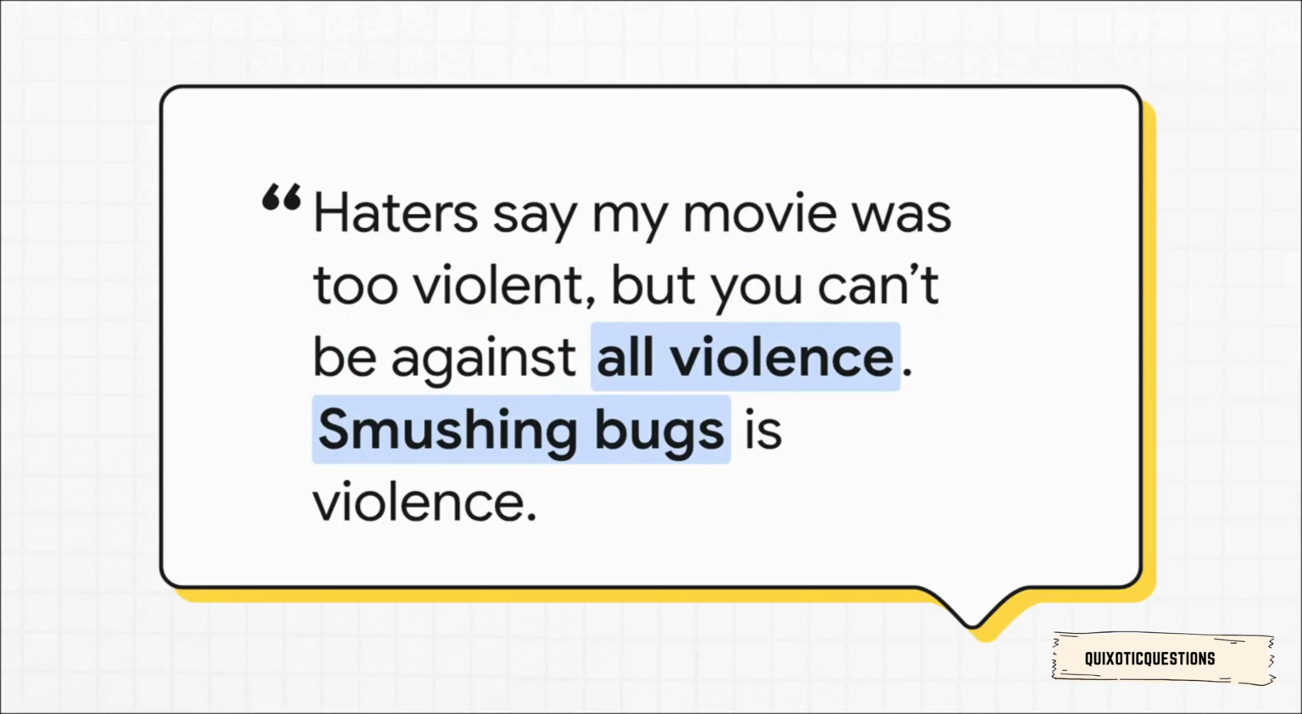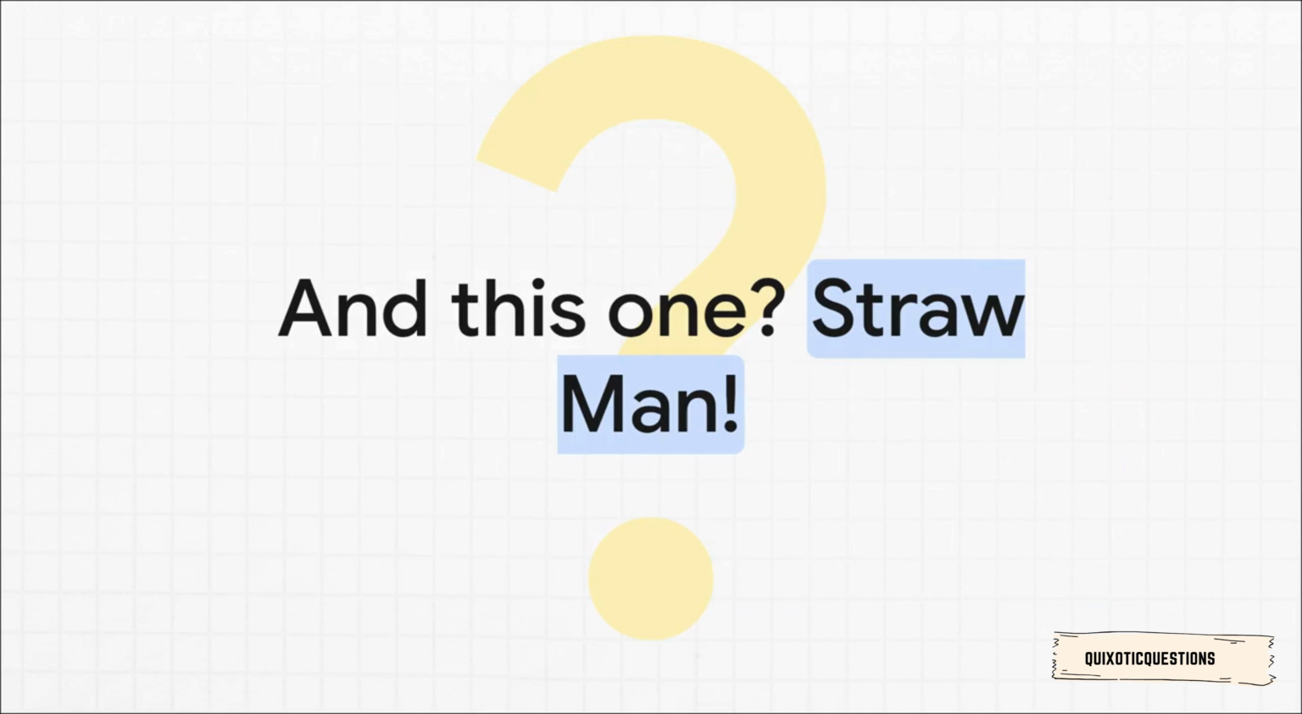Okay, round 2. Action star Buck Cheatham is defending his new movie. He says, "Haters say that my last movie was too violent. But you can't be against all violence. Smushing bugs is violence." All right, what's he doing here? What's the fallacy? Yes, that is a textbook straw man. The critics were probably talking about all the shootouts and explosions in his movie. I'm pretty sure nobody was arguing that you have to be against all violence, right down to smushing a bug. He built a ridiculous, easy-to-defeat argument so he could completely ignore the real criticism.